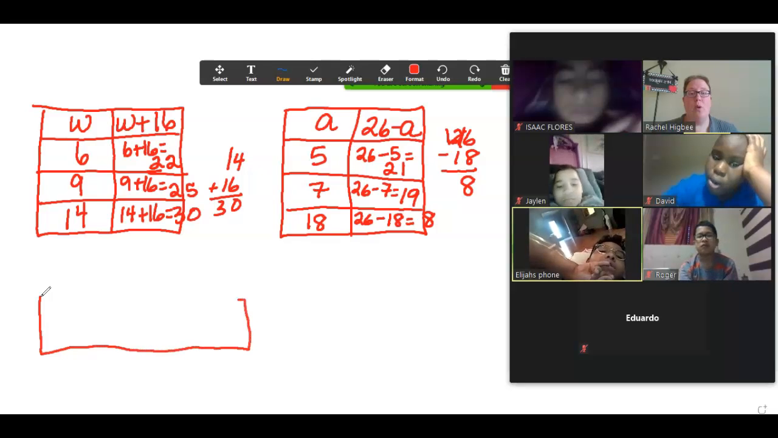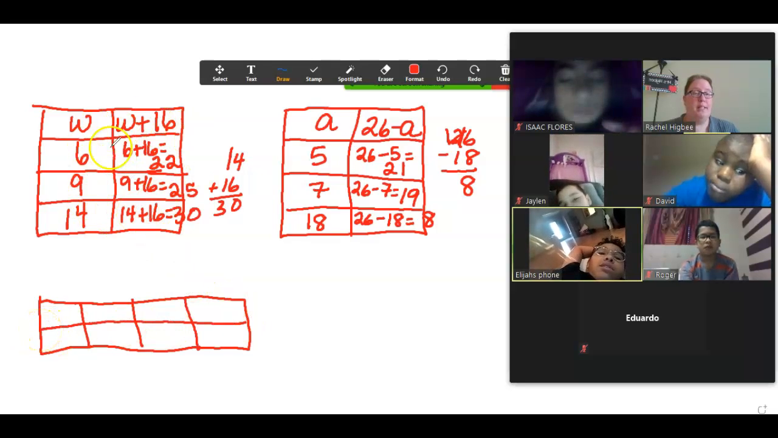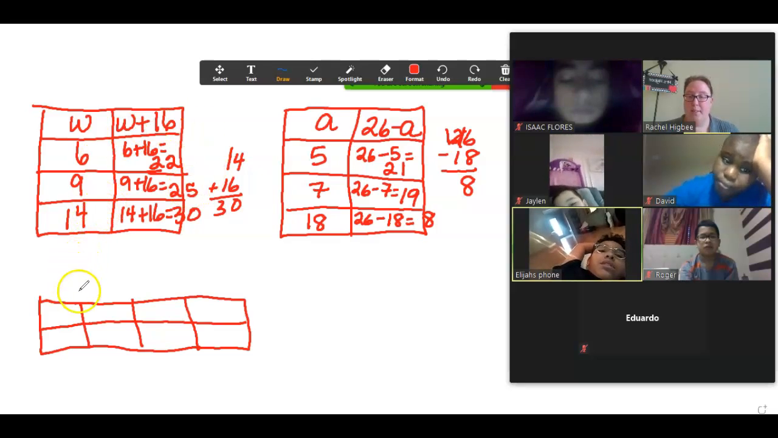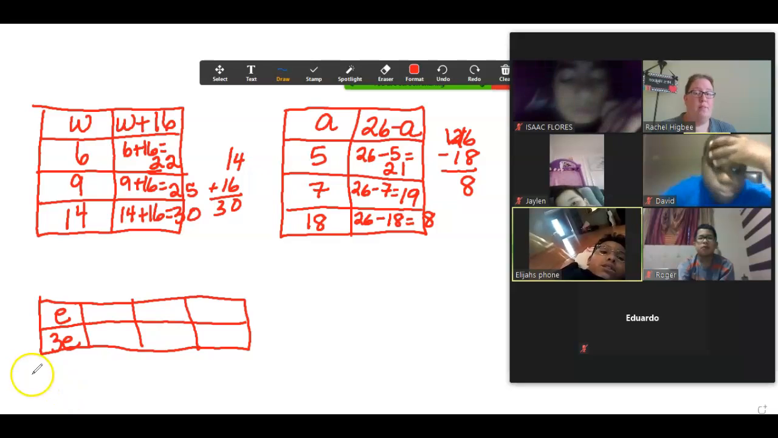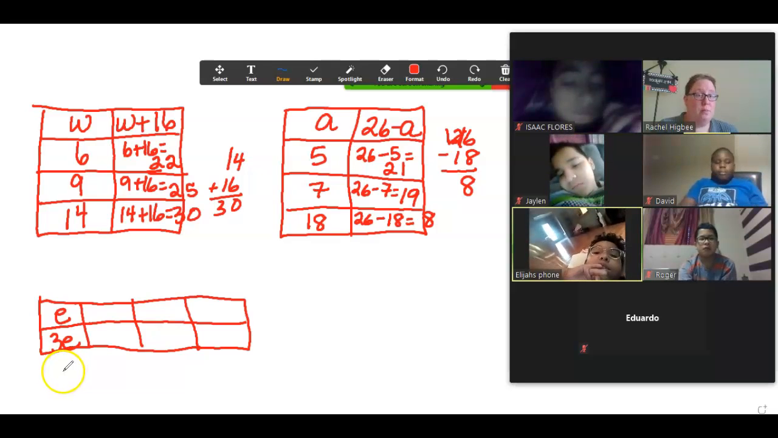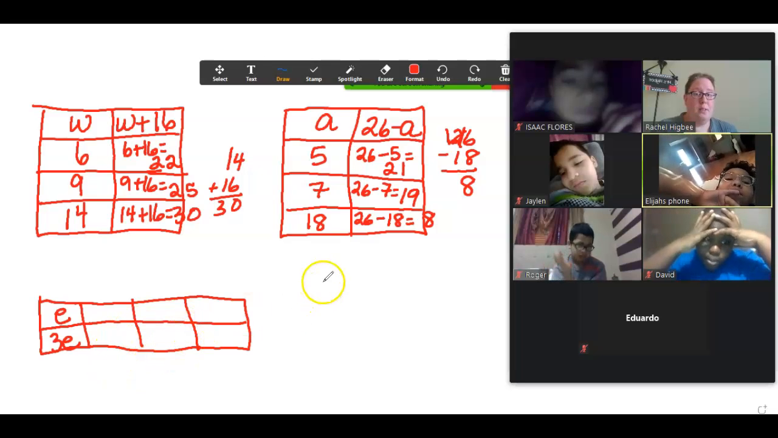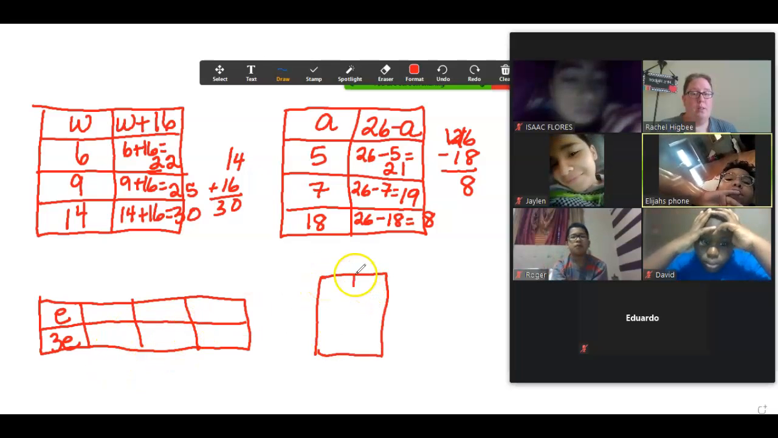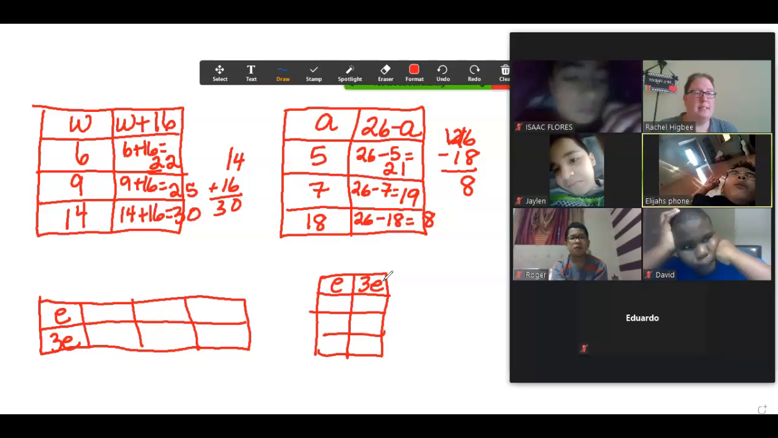Sometimes we have a horizontal table, and it means exactly the same as a vertical table like this. So this time my variable is E and I'm going to do 3E. Now remember, if the variable and number are right next to each other, what does that mean? Multiplication. If you see a table like this and it confuses you because it's horizontal, rewrite it so it's vertical. It means the same thing.